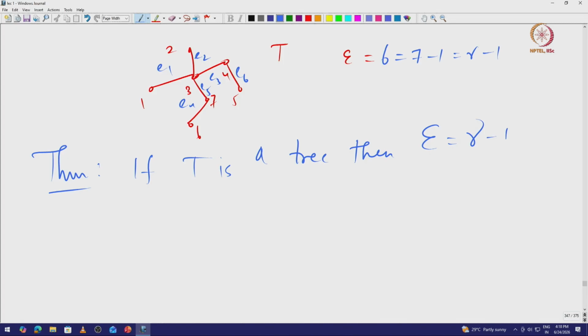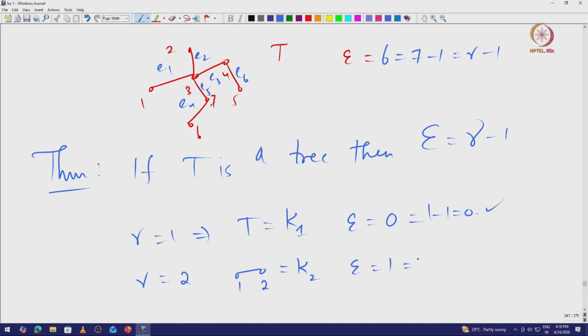Suppose nu, the number of vertices, is 1. Then that would imply that our tree is just a graph with one vertex. So, epsilon is 0, and we have 1 minus 1, which is 0. So, we are done. If nu is 2, then this has to be K2. Then epsilon is 1, which is 2 minus 1, so in that case also we are done. By induction we assume that the theorem is true for all trees on fewer than nu vertices, and let T be a tree on, let us say, nu vertices.